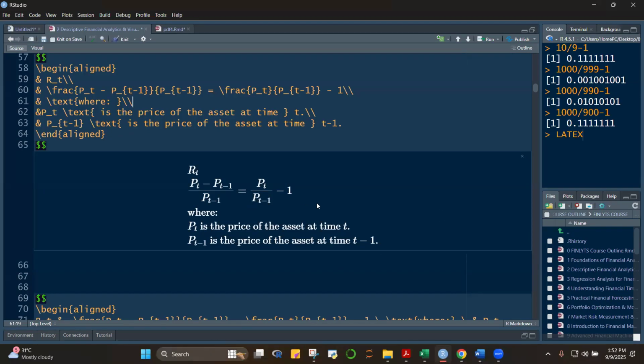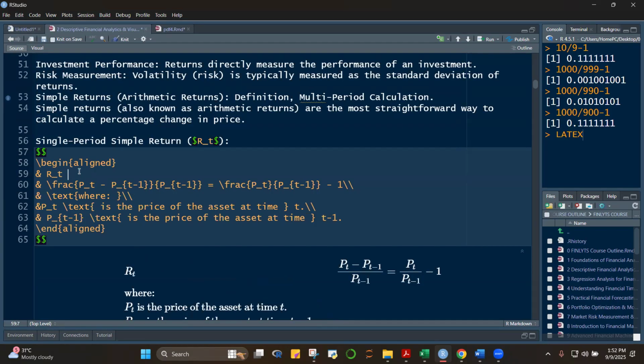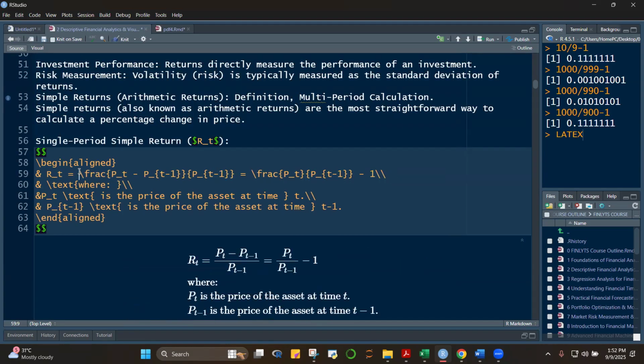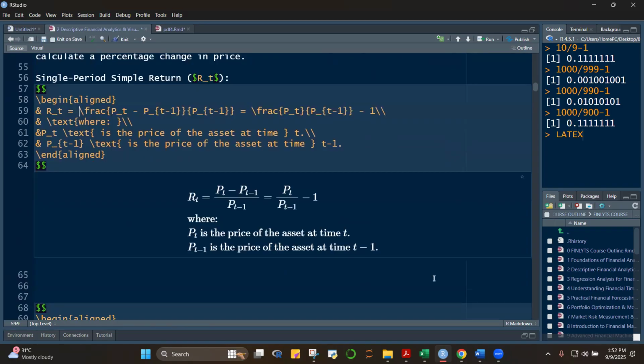So R sub t. Oh, wait. I'm mistaken, class. R sub t, this is wrong, no? So let's correct this. R sub t, remove this, class. This should be equal to, my mistake. And remove the there. Okay, my mistake, class. Sorry about that. It should be one line, class. R sub t is equal to this formula minus 1.